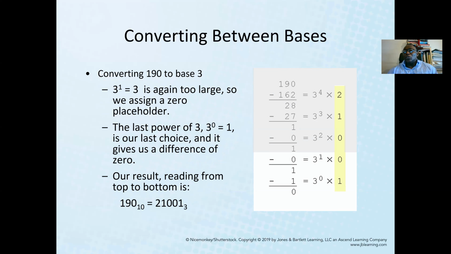1 minus 1 is 0. So our solution will be 21001. So if I convert the decimal number 190 to base 3, my answer will be 21001. And I hope this is okay.